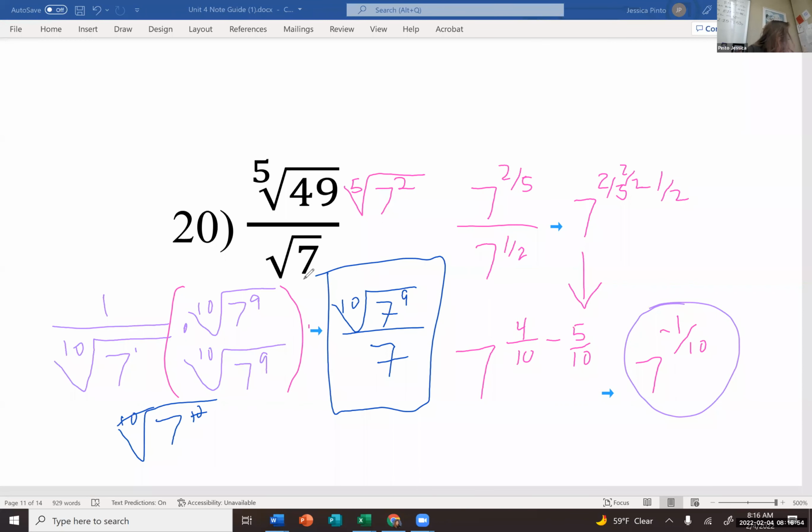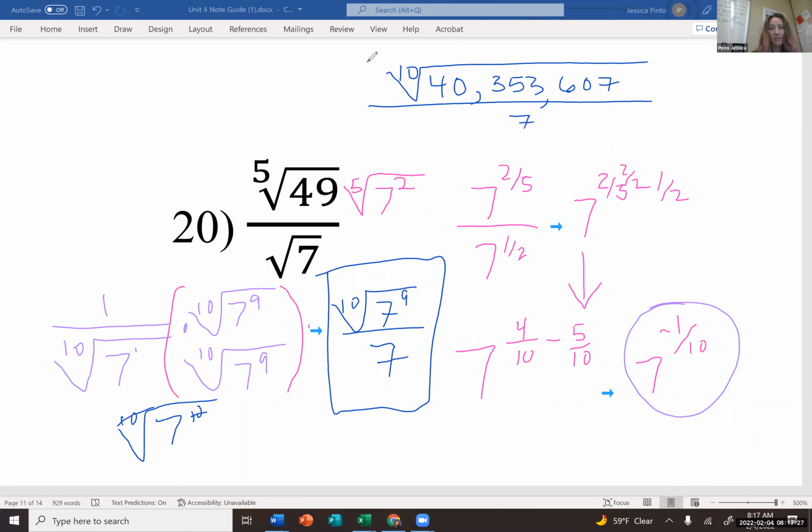And I have a calculator, so I can multiply that out and see what it would be. Seven to the 9th power. It's enormous. Okay, this is the 10th root of 40,353,607 over 7. I thought it was going to be easy.